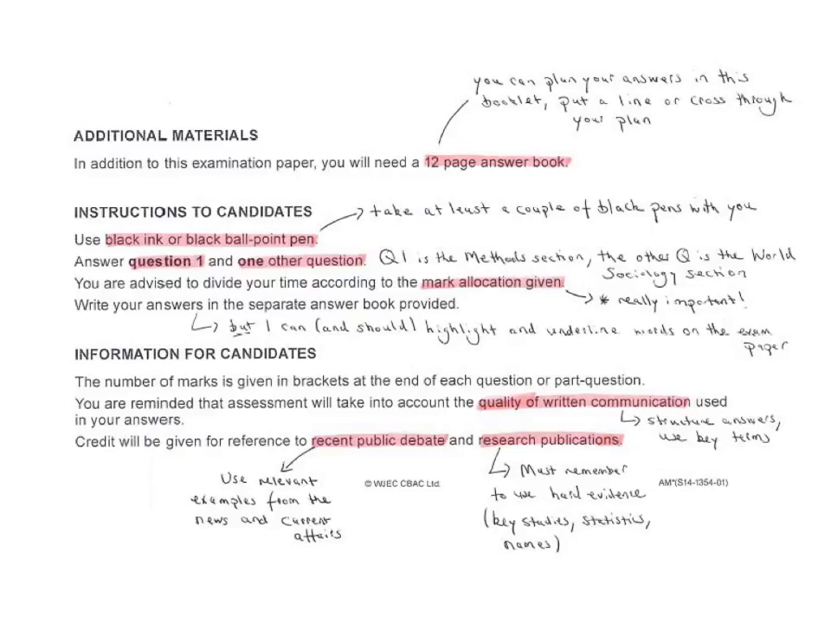So this reference to recent public debate is the examiner saying that wherever possible, use relevant examples from the news and current affairs, and we will credit you for applying that material. The reference to research publications is a reminder not to be anecdotal, to make sure that your arguments are backed up by hard evidence, including key studies, statistics, and named sociologists.